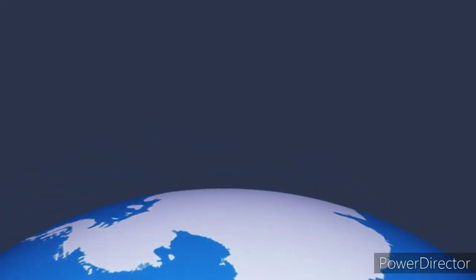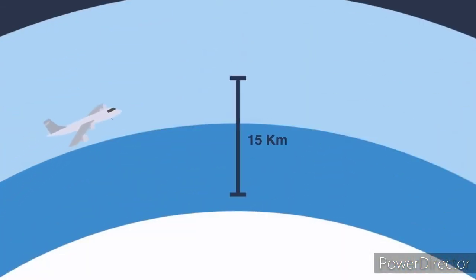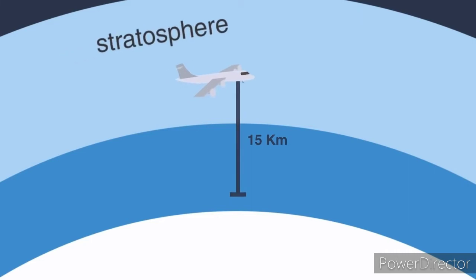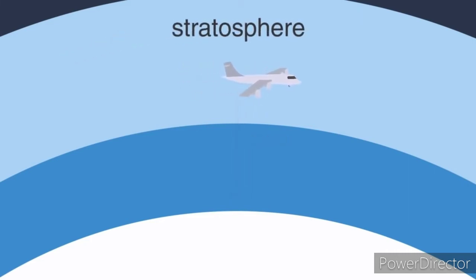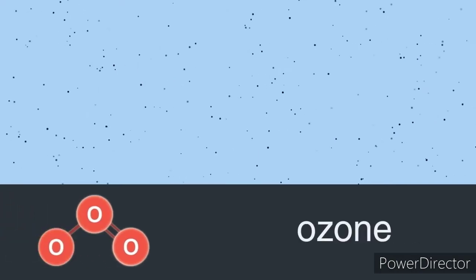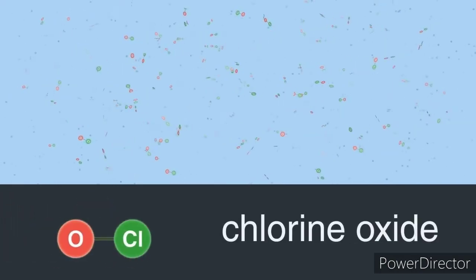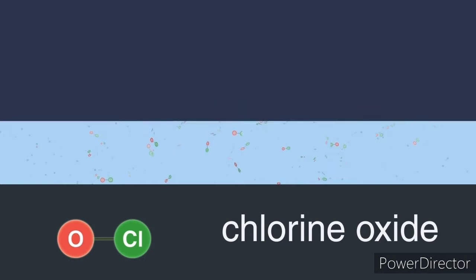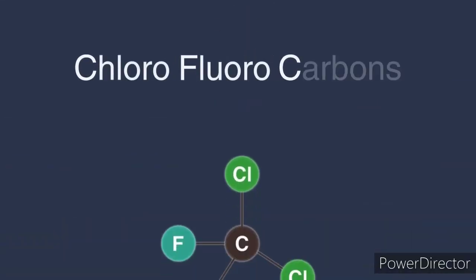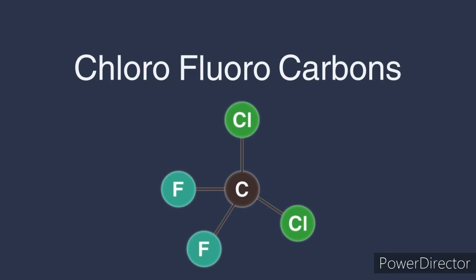An aircraft which analyzed the composition of the air flew due south 15 kilometers above the Earth, in the stratosphere where the ozone is most concentrated. They found that the ozone there suddenly became replaced by chlorine oxide. This led to the realization that the chemicals called CFCs, chlorofluorocarbons, were to blame.